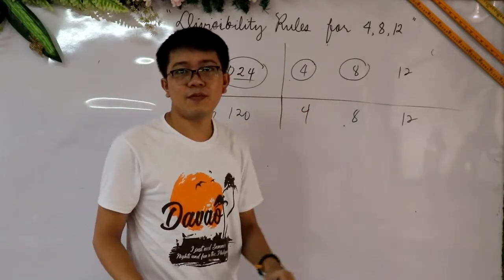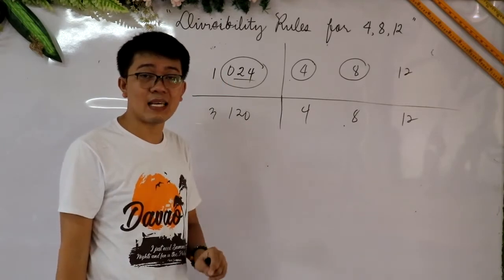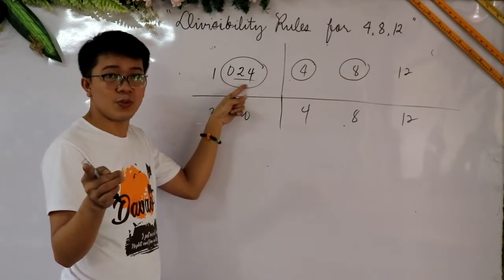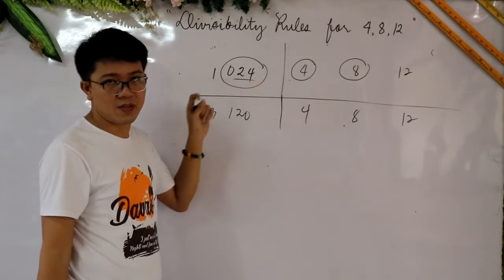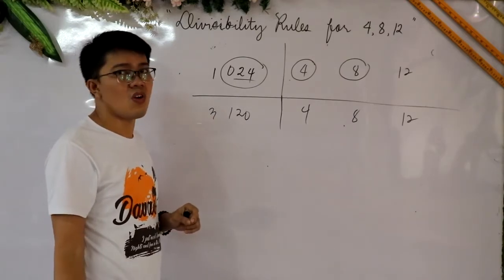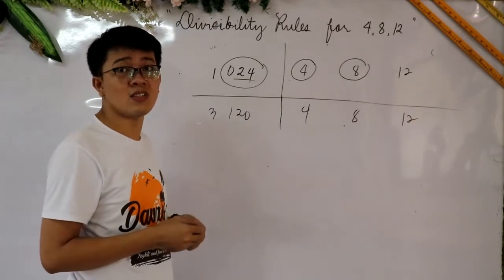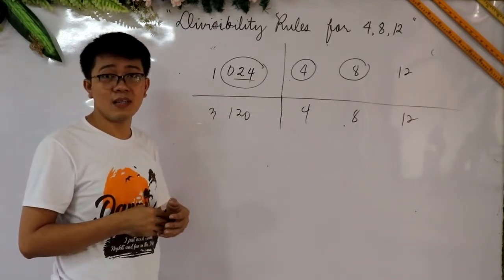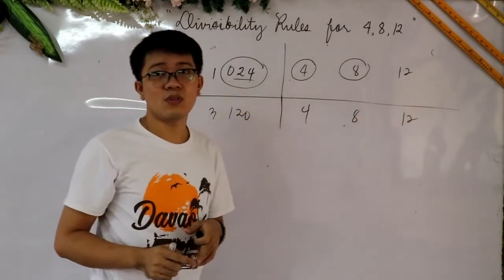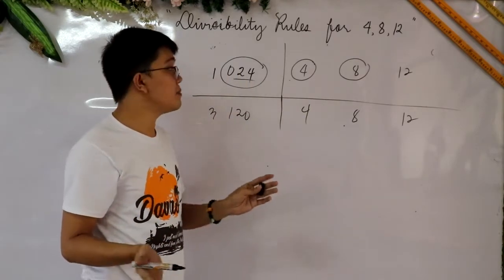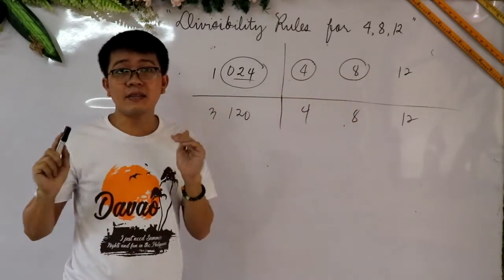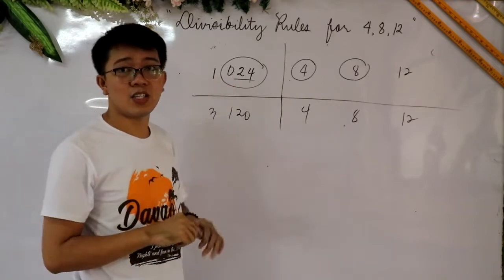How about 12? First, check the divisibility by number 3. Is the sum divisible by 3? 1 plus 0, correct, 1 plus 2, yes, it's 3, and 3 plus 4 is 7. So is 7 divisible by 3? No. Since in the first checking, it is not divisible by 3 already, so we say that this one here is not divisible by 12. So that makes 4 and 8 the exact divisors of 1024.